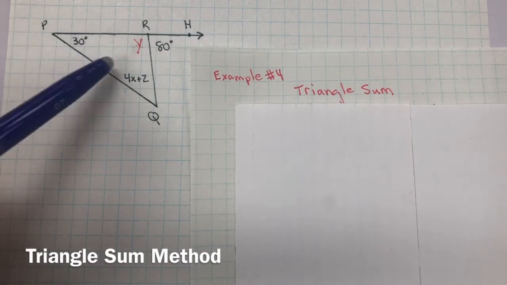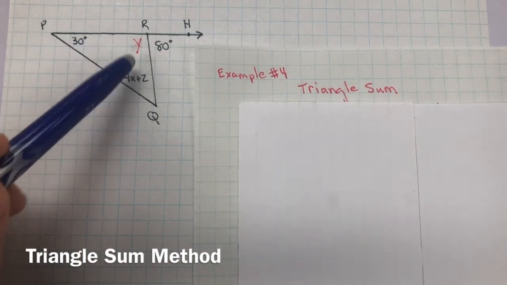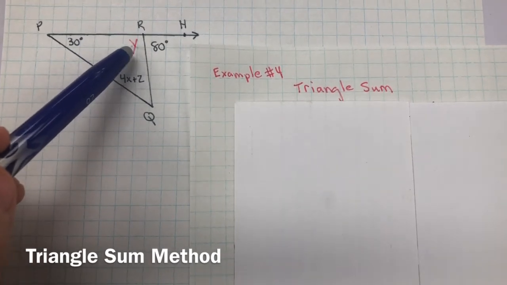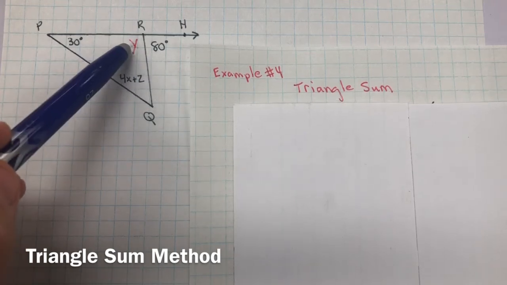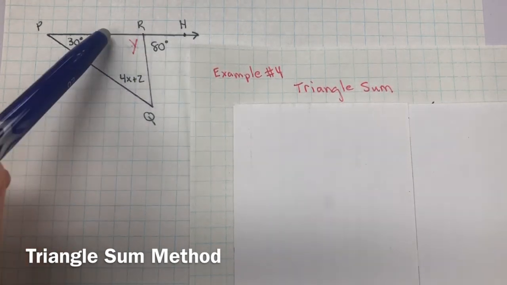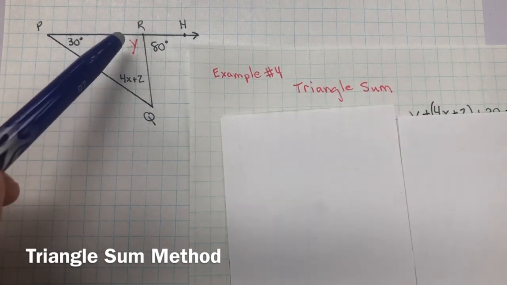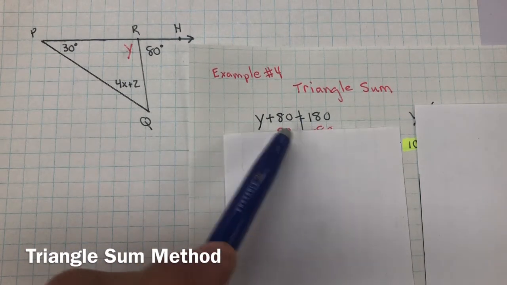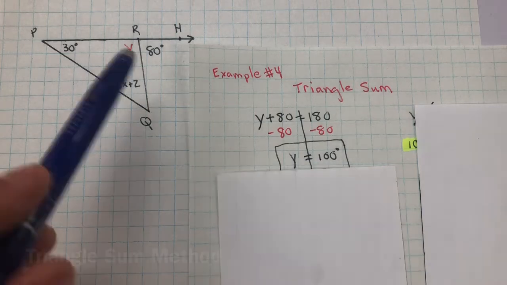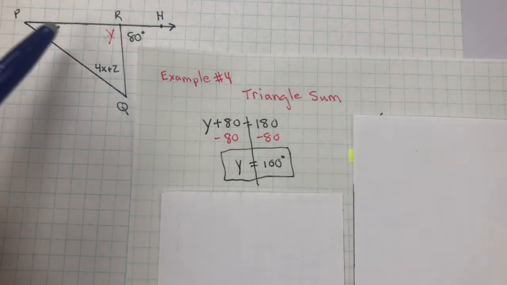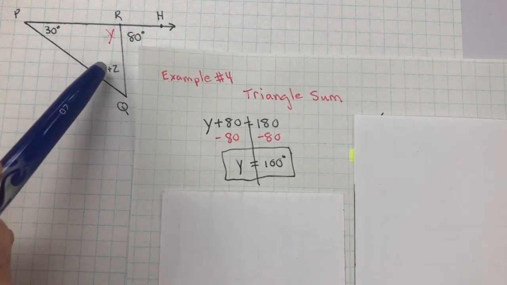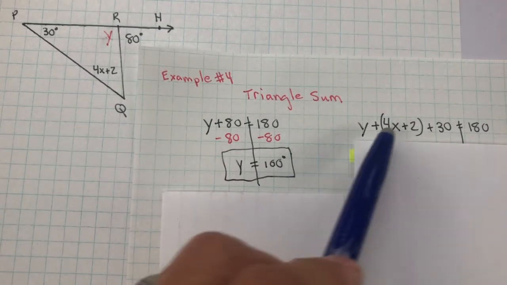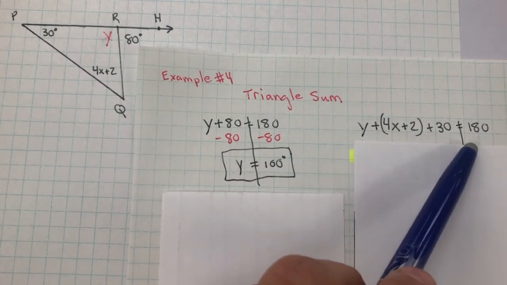So for the triangle sum method, the sum of the measures equals 180 degrees. So first we need to find the measure of angle y, and we're going to use supplementary angles or a straight angle adding up to 180 degrees. So we have y plus 80 equals 180 degrees. Subtract 80 from both sides, and we get y equals 100. Now we can go ahead and take the sum of the three measures, and they should equal 180 degrees. So we have y plus 4x plus 2 plus 30 equals 180 degrees.